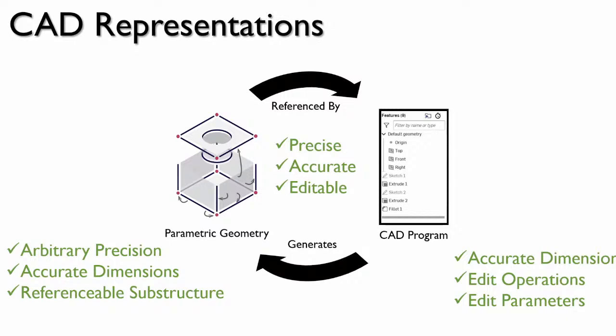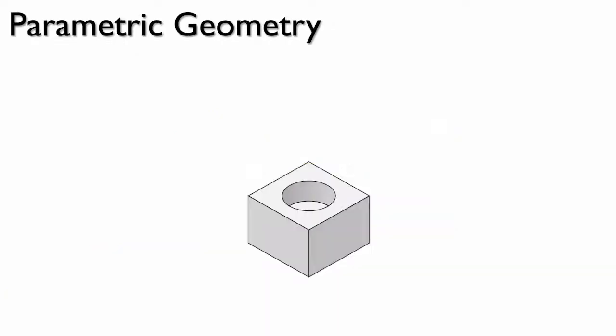So I just threw out a bunch of claims there, including referencing, and it's a good thing to have. So let's dig a little bit more into what these representations are and how they work together. First, parametric geometry. We'll take the example of this box with a hole in it. This is the typical kind of geometry you see in a manufactured object, where it has a lot of smooth surfaces with sharp edges.